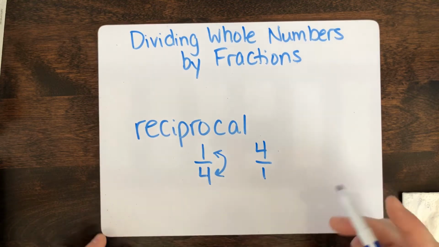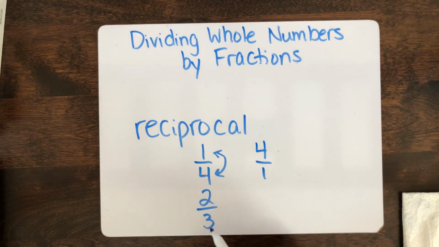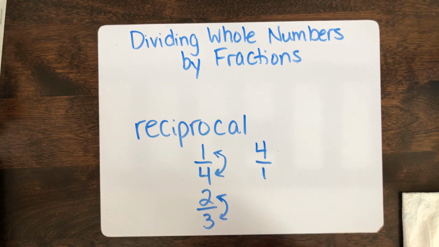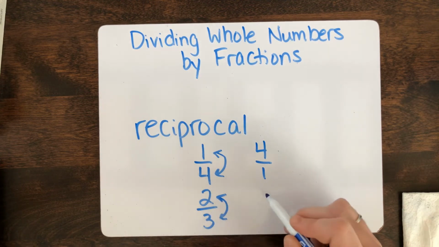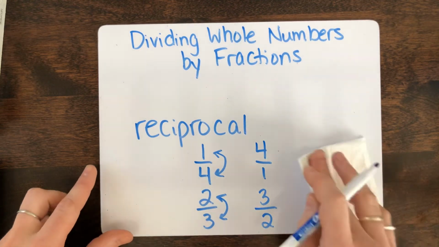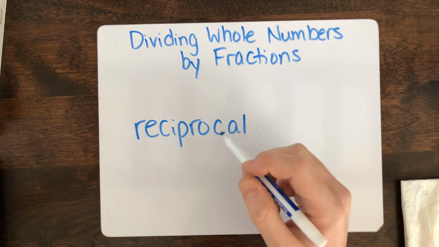Same thing for this fraction. If we're given, let's say, 2/3, finding the reciprocal of 2/3 is flipping the numerator and denominator, and the reciprocal of 2/3 is 3/2.